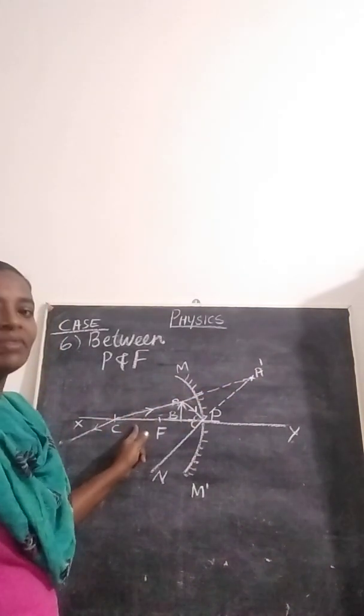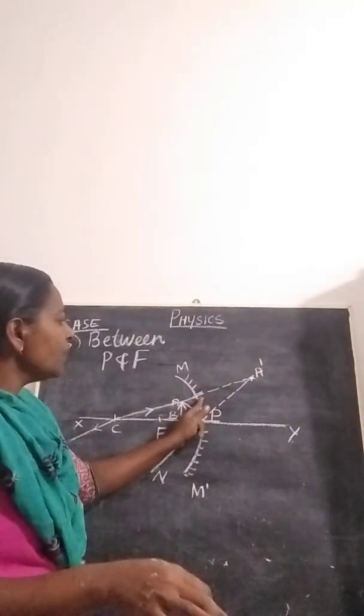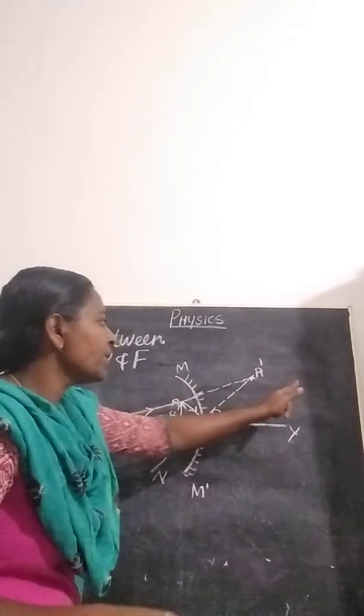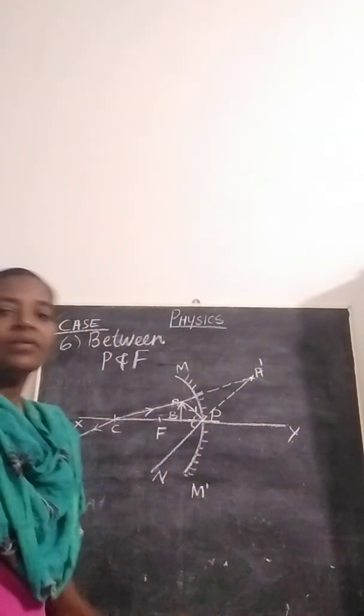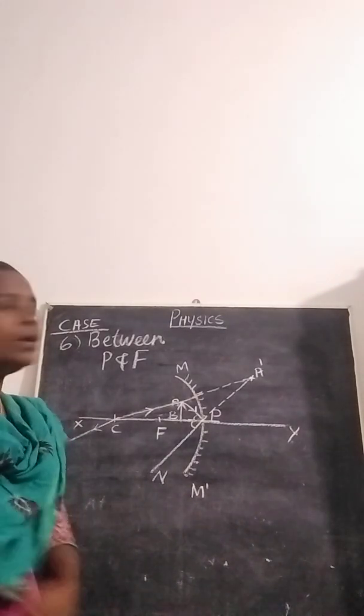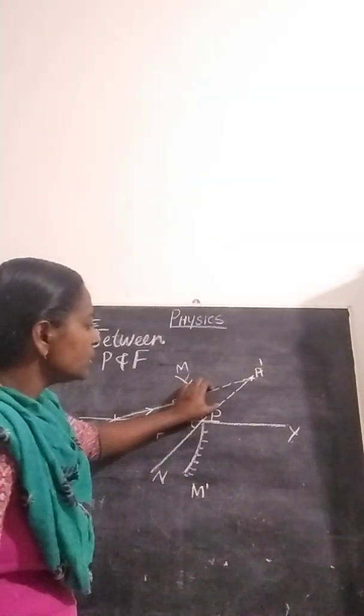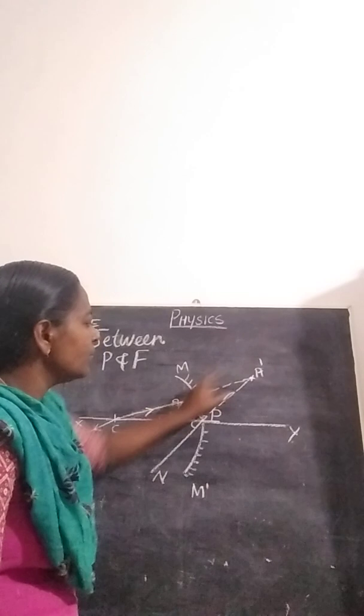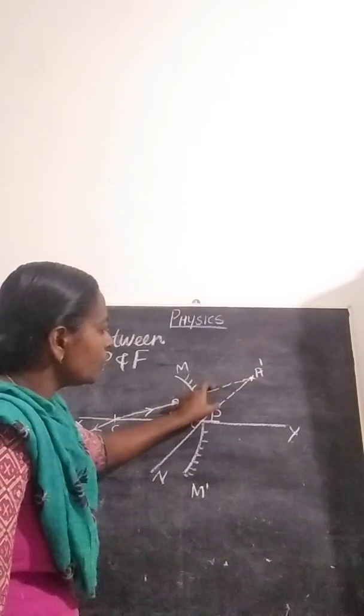In front means we will get a real and inverted image. If two virtual rays are meeting behind the mirror, it means there we are going to get a virtual and erect image of the object. Here we use dotted lines: when we produce the rays backwards, we should draw dotted lines.